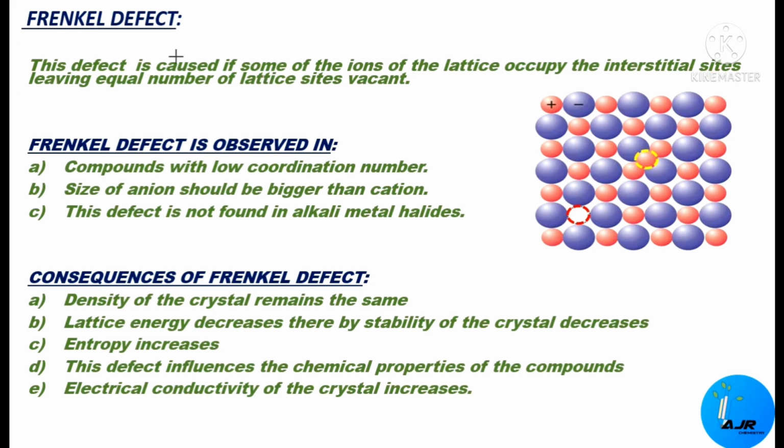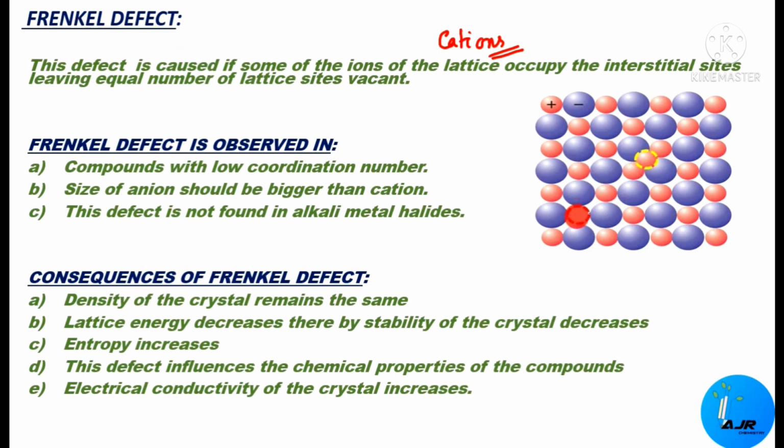Actually, what happens is normally cations will be migrating. Normally cations will leave their lattice sites and move to the interstitial sites. Here the cation, the small ion, is moving from its lattice site and taking an interstitial site. What do you mean by interstitial site? The space between the other ions. So it will be occupying the interstitial sites. Because of this type of movement, the Frenkel defect arises.